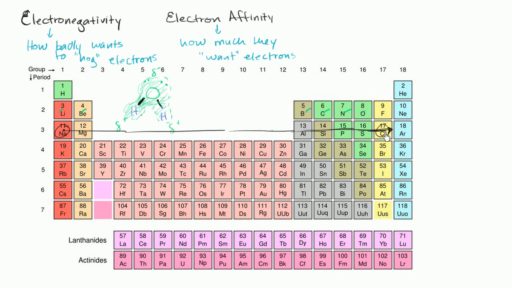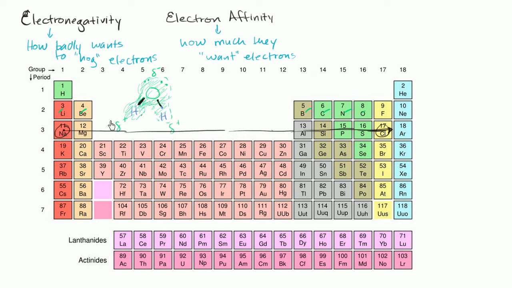But chlorine is the opposite. It's only one away from completing its shell. The last thing it wants to do is give away an electron. It wants an electron really, really badly so it can get to a configuration of argon, so it can complete its third shell. So the logic here is that sodium wouldn't mind giving away an electron, while chlorine really would love an electron. So chlorine is more likely to hog electrons, while sodium is very unlikely to hog electrons.